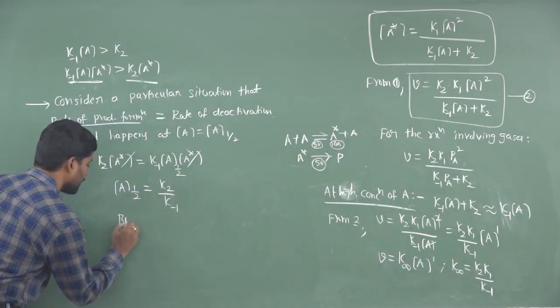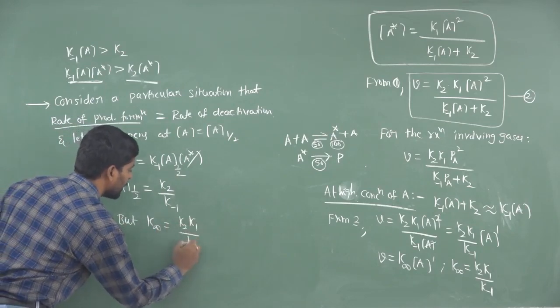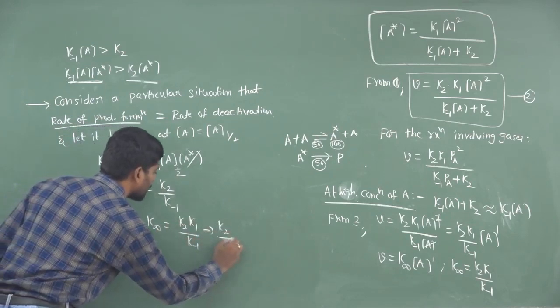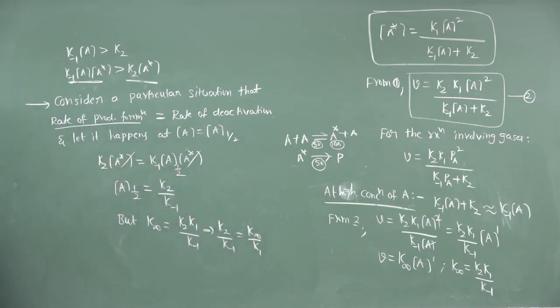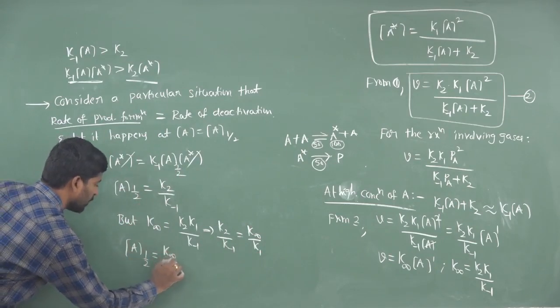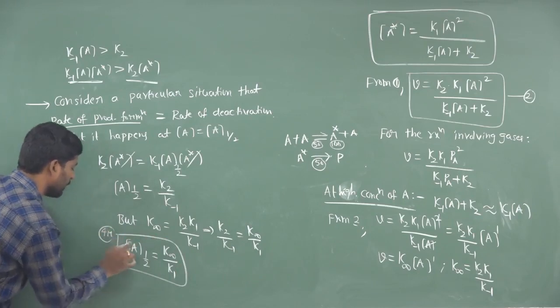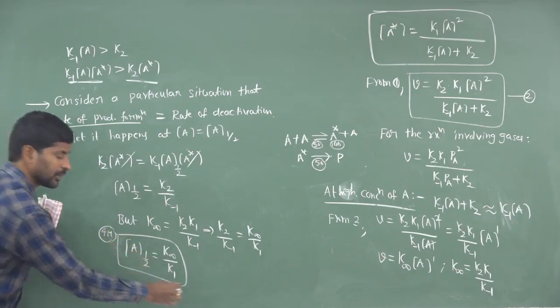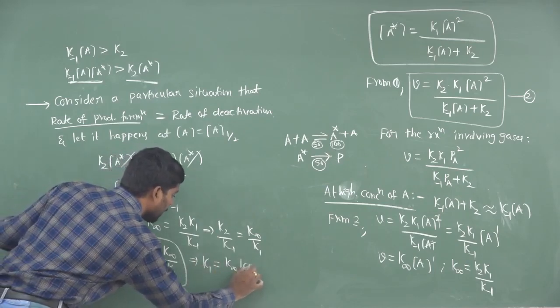But we have K infinity is equal to K2 K1 by K minus 1. From this, K2 by K minus 1 we can write as K infinity by K1. So A of is equal to K infinity by K1. This question was given in CSR for 4 marks: what is the expression for A of or K1? If you take the expression for K1, it is K infinity by A of.